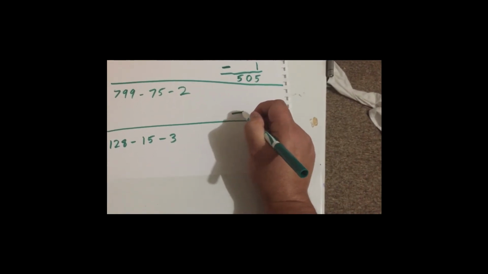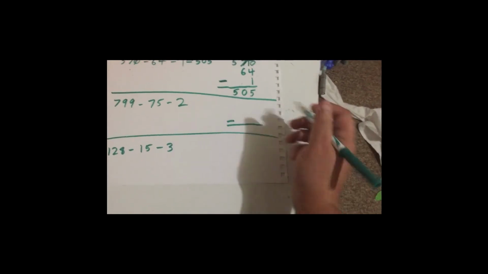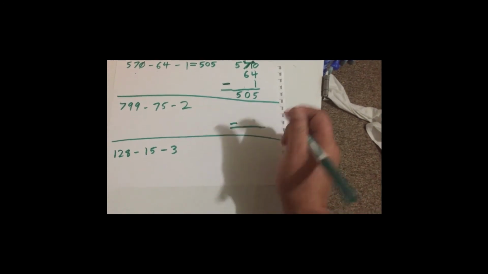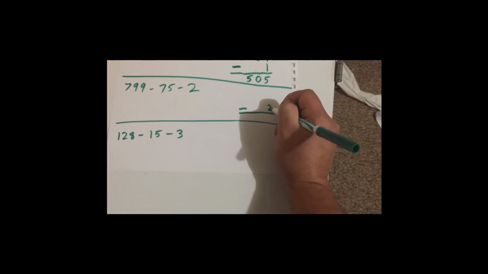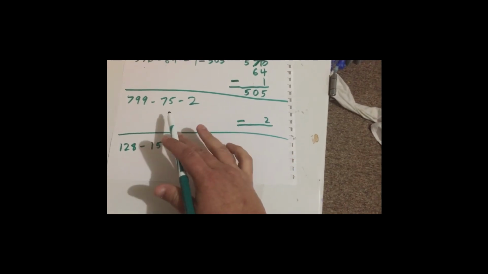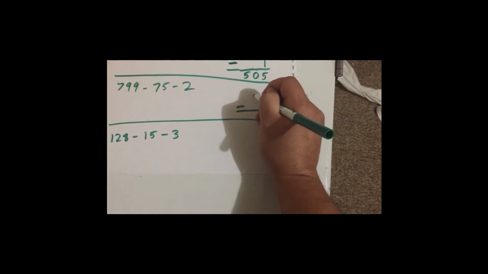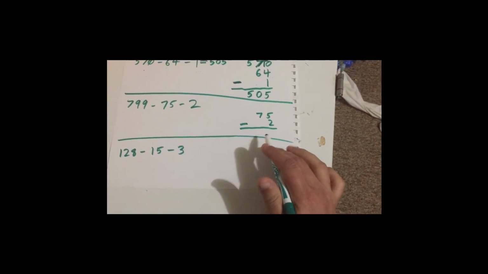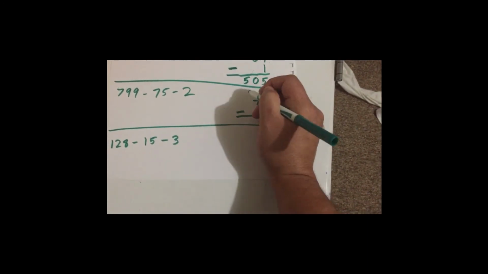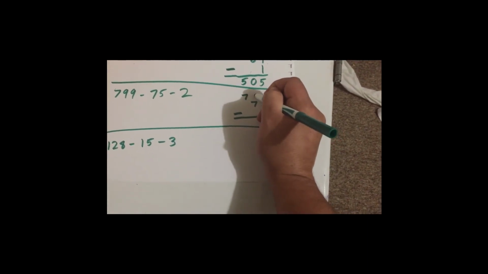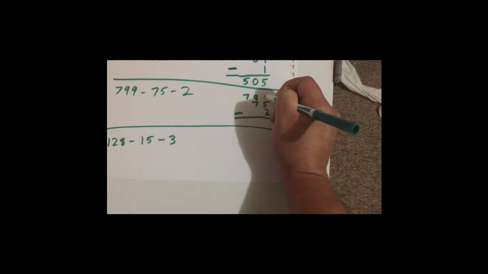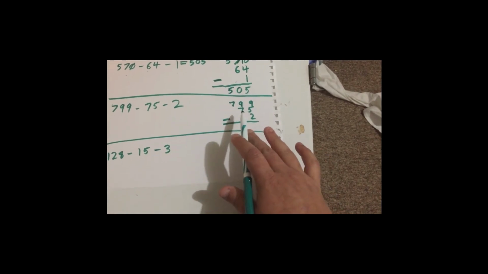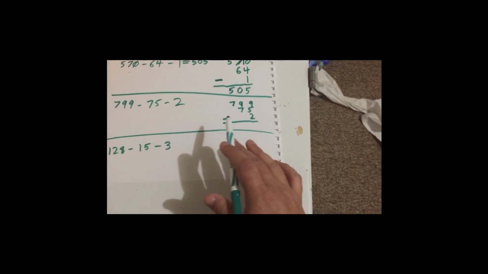Now we're going to do this next one. Go ahead and draw our lines with our subtraction symbol. We'll start from the right, and we'll use that number first. So the 2. And then we'll get the next number, which is a 75, right? And then we'll get our next number, which is 799. Okay, so 799 minus 75 minus 2. Same way it's written over here.